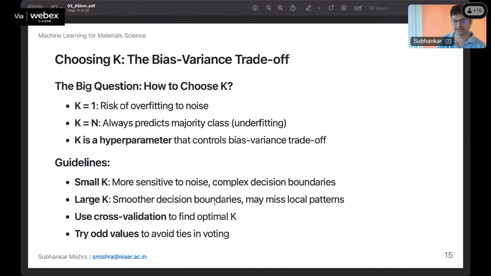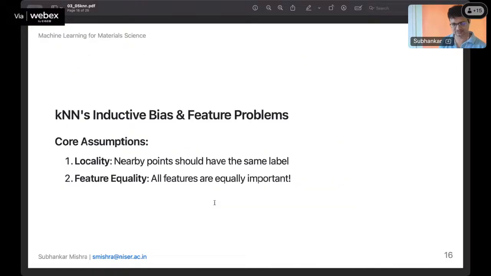And of course, if you want to find the majority of a vote, you need to have an odd number of neighbors, right? You cannot have four nearest neighbors. Somebody says two are red, two are blue, you are stuck. What will you do? So rather have an odd number. Cross validation I will cover later. And inductive bias, I told you, is locality: nearby points have the same label.